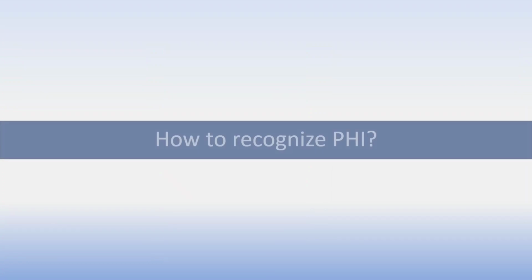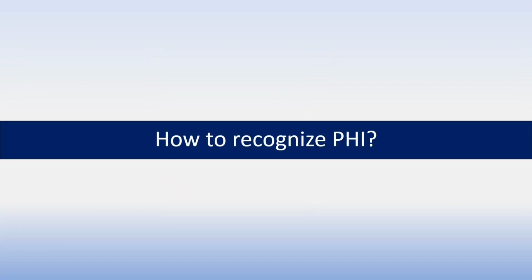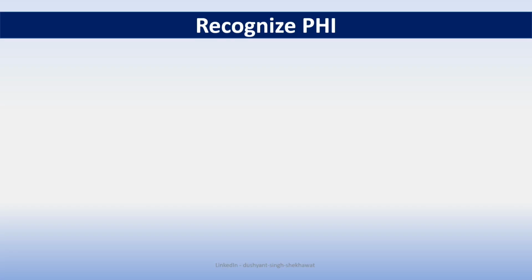Now we have discussed the different rules and elements of HIPAA. So now it is important for us to understand what is PHI, how to recognize a PHI. Recognizing PHI is crucial to ensure compliance with HIPAA regulations and safeguard individual privacy, because you can't protect it if you don't know what it is.